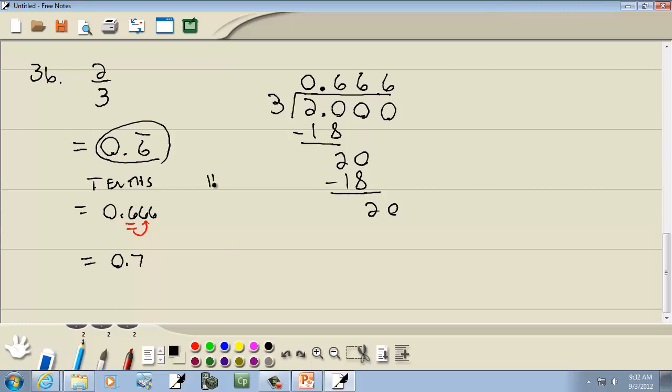Now if it said to the hundredths place, we have 0.6666. Our hundredths place is this place right here. So we look to the digit immediately right. It's 5 or greater, so we're going to round up. So this would be 0.67. So again, you have to just kind of read the instructions and see exactly what you're looking for.